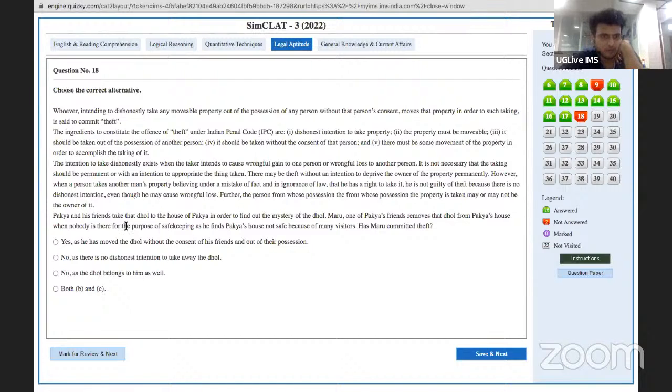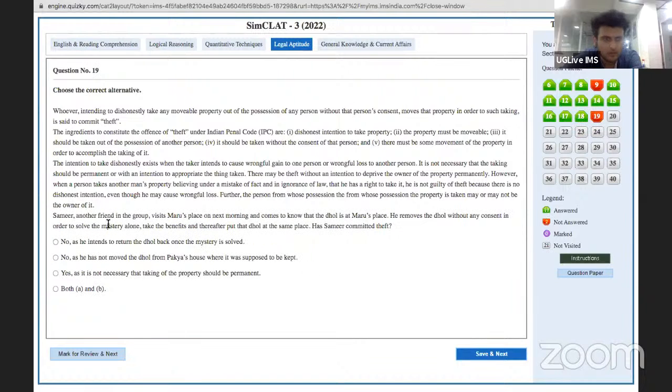Hanji. Pakya and his friends take that dhol to the house of Pakya in order to find out the mystery of the dhol. Maru, one of Pakya's friends, removes that dhol from Pakya's house when nobody is there, for the purpose of safekeeping, finds Pakya's house not safe because of many visitors. Maru committed theft? Dishonest intention नहीं है. She has not committed theft. Maru, a female, removes the dhol without the consent. No, there is no dishonest intention.